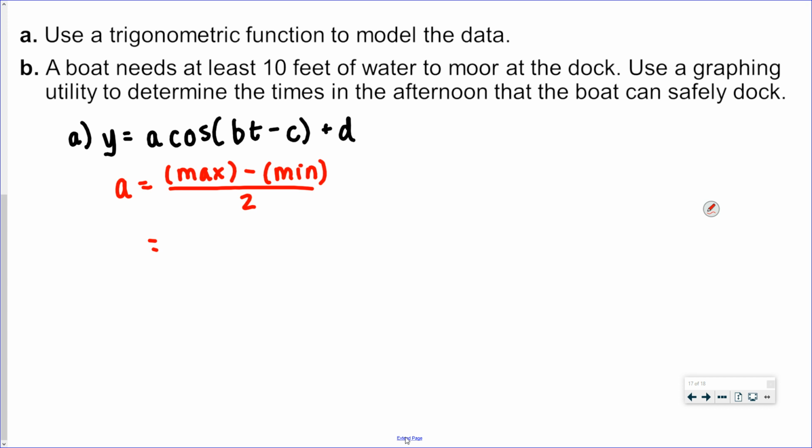So what was that maximum point? You can look at your table there. 11.3, good. What's the lowest point? 0.1. All right, so we get 5.6 for that amplitude.